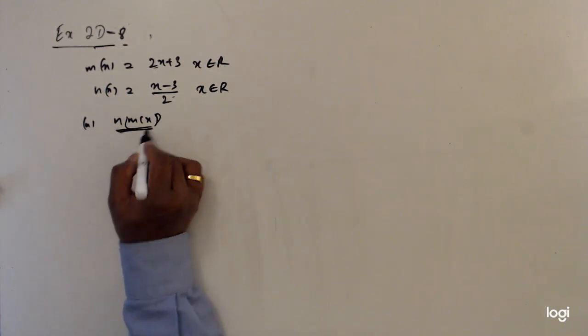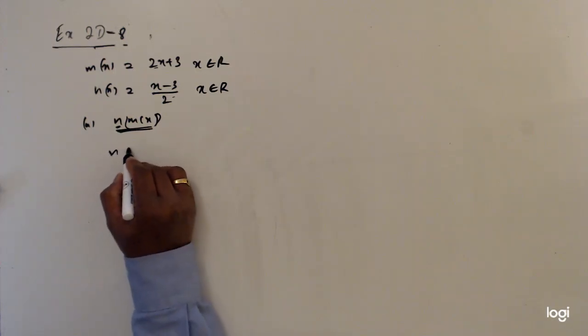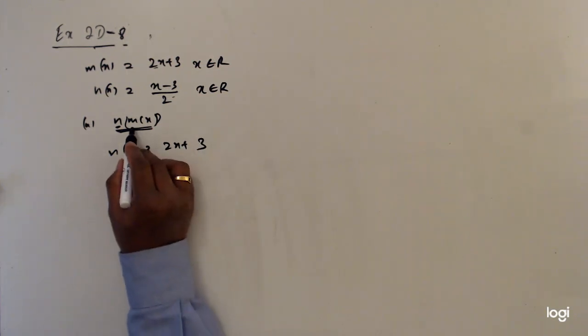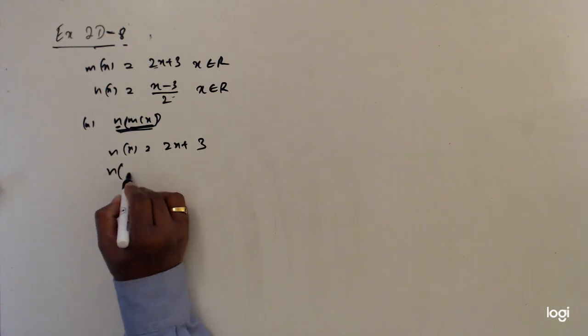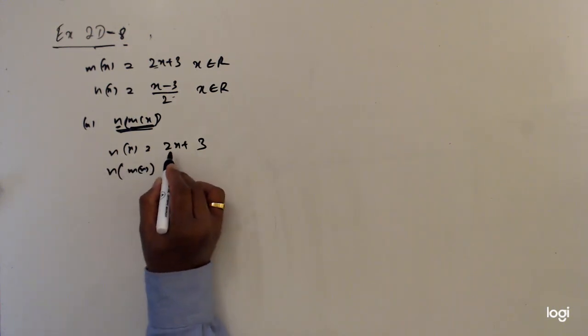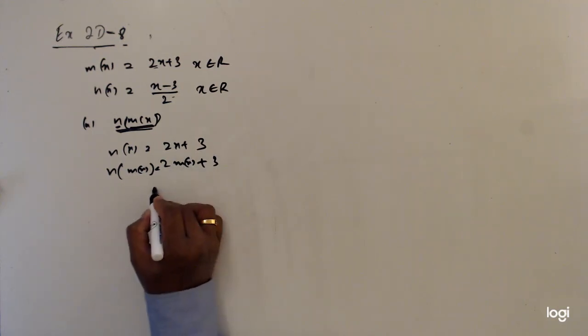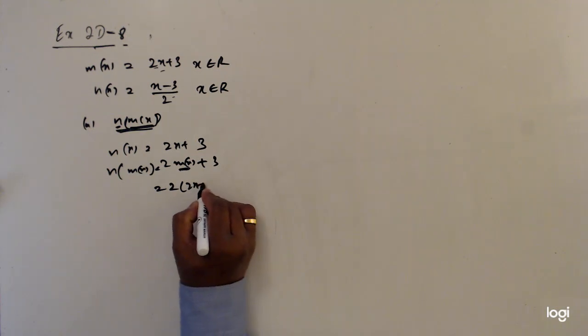First of all, write the n function, n x equal 2x plus 3. Then you have to substitute m x instead of x. So n m x, then instead of x, m x plus 3. So 2, what is m x then? 2x plus 3.